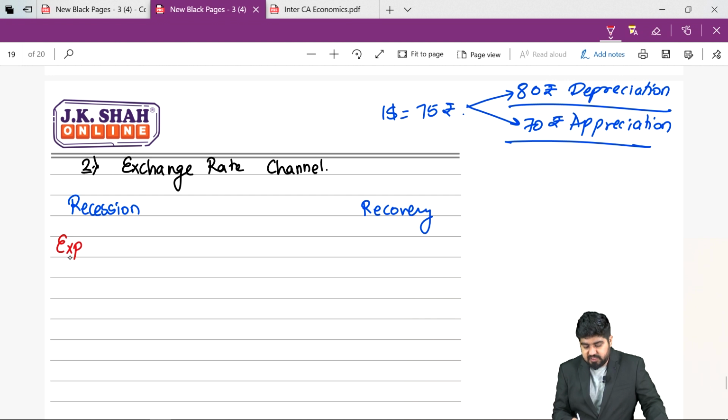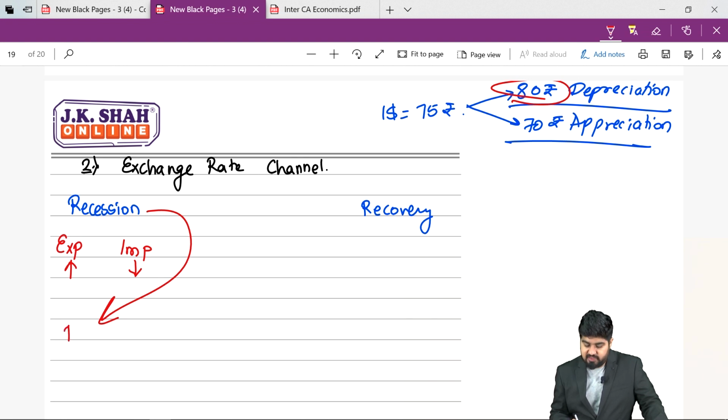See, when there is recession, what is our main aim? We need to increase our level of exports and we need to reduce the level of imports. Now, when will exporters be more excited to export more? When they get more price for the product, that is 80 rupees. When will imports be less? When things become expensive, that is at 80 rupees. So here at the time of recession, in order to increase the level of exports and decrease the level of imports, what will RBI do? RBI will depreciate the currency.